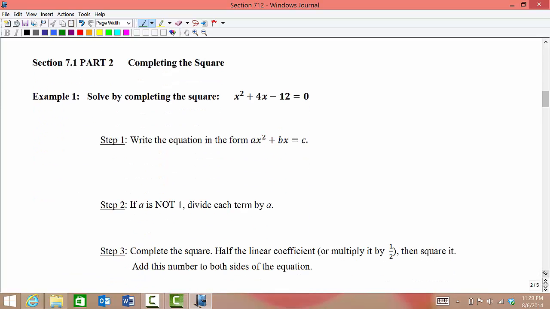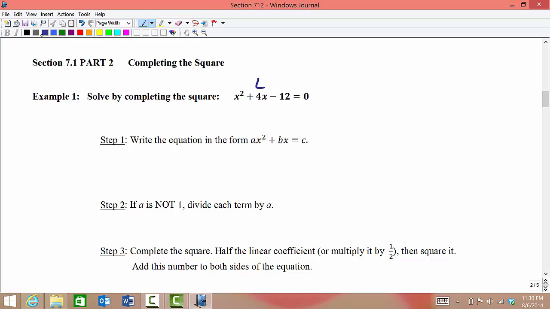Let's look at our first example. Here we have x squared plus 4x minus 12 equals 0. We want to solve this eventually. We want to solve this by using the square root method. However, we're not allowed to do it right now because of the fact that we have this linear term, 4x. So we need to eliminate that linear term. In order to do that, we're going to follow a few steps.